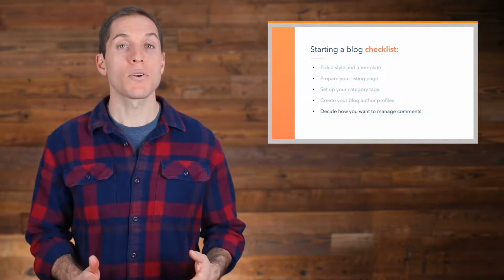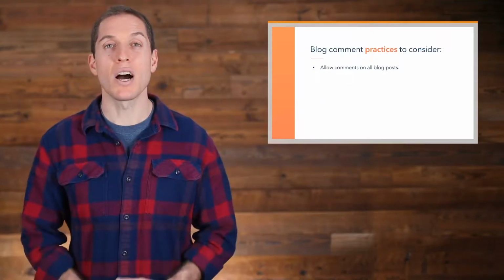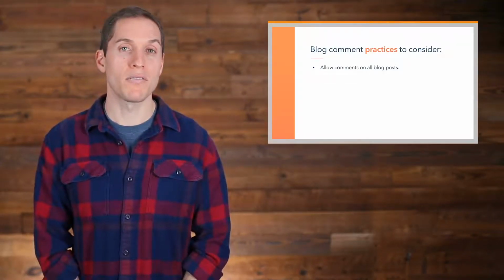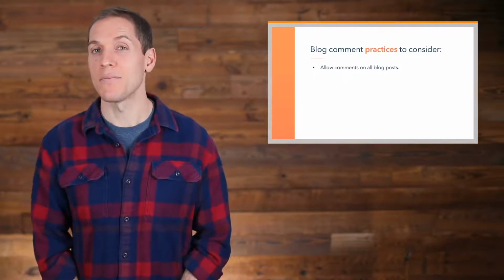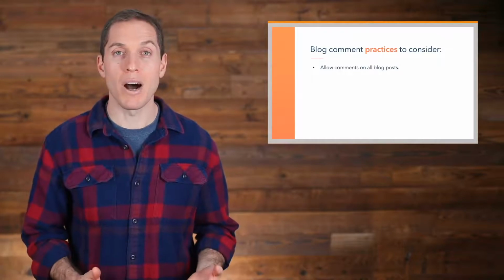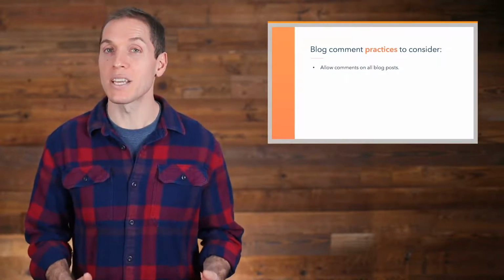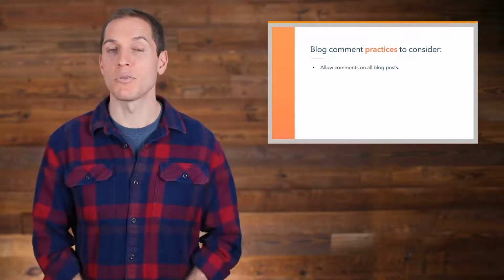Remember, blogging is a great way to engage your audience. Here's a list of practices to consider. Allow comments on all blog posts. This will allow you to let anyone comment on your blog without being moderated first and without requiring a CAPTCHA. CAPTCHAs are used to identify if a user is a human or a bot and to prevent spam submissions. Note that this doesn't mean you can't delete comments that are spam after they're posted.